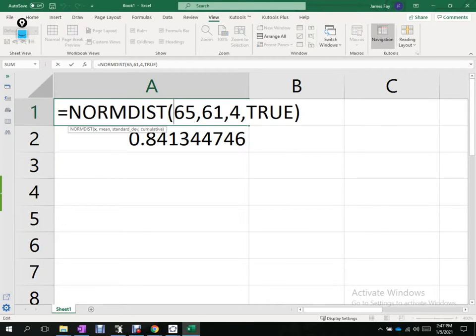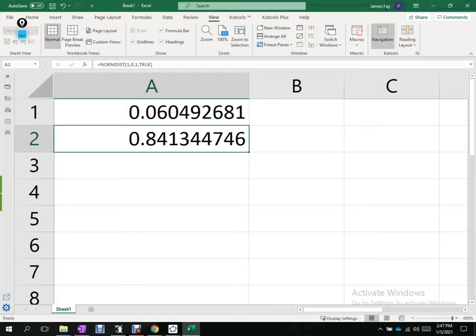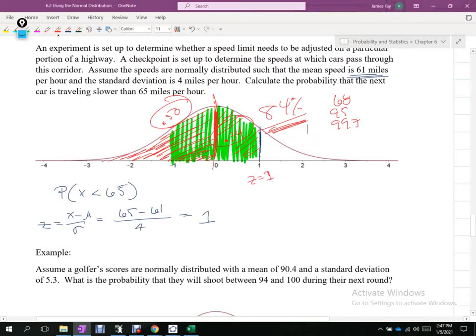Somebody asked in first period, says, what if I type in false here? What does it do? And it gives me that right there, okay? What we've been dealing with is what we call a density function. If I type in false here, it gives me what we call the mass function, okay? The probability mass function. Now, what that does, if you remember the probability density function, we said because we're trying to find areas here, the probability density function says you cannot ask the question about finding the probability of exactly 65 miles per hour.